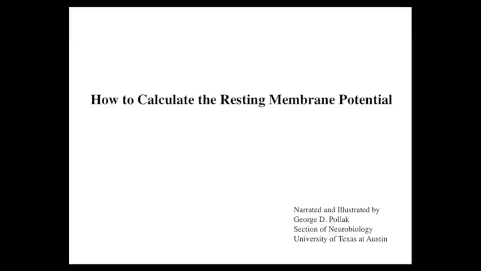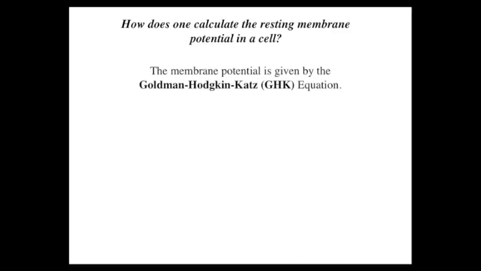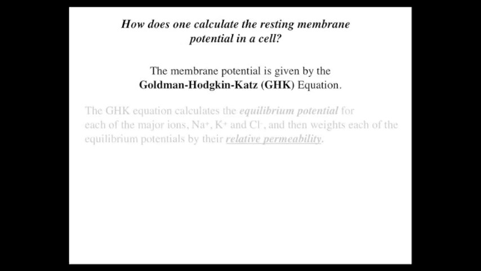In this movie, I'm going to show you how to actually calculate the resting membrane potential of a neuron. So how does one calculate the resting potential in a cell? The membrane potential is given by the Goldman-Hodgkin-Katz equation, abbreviated GHK.